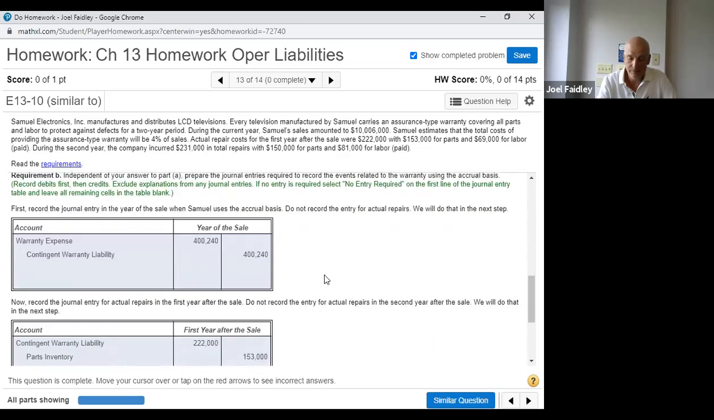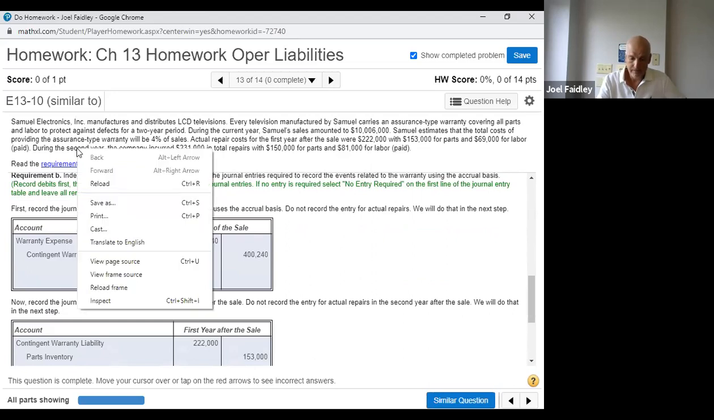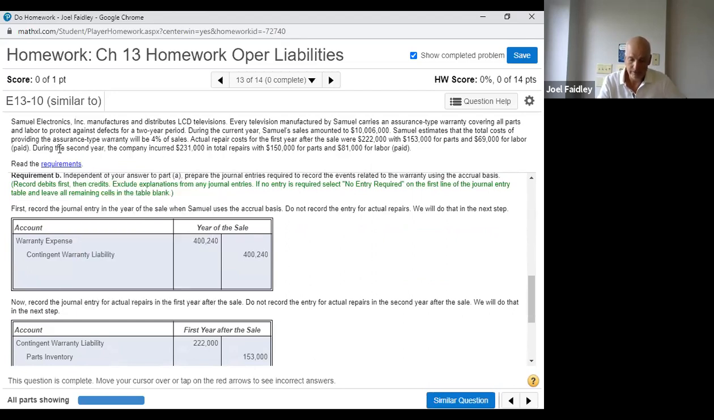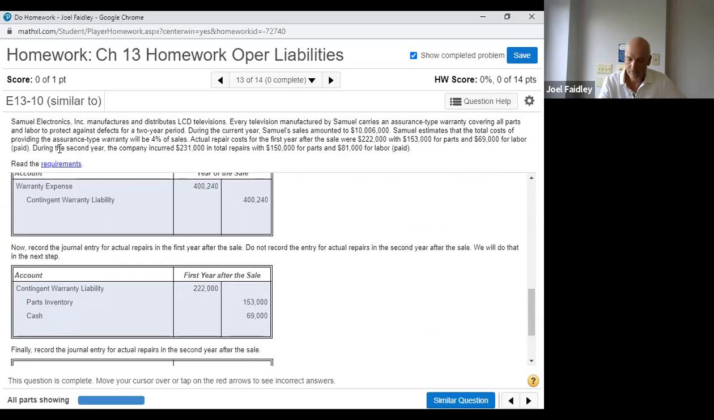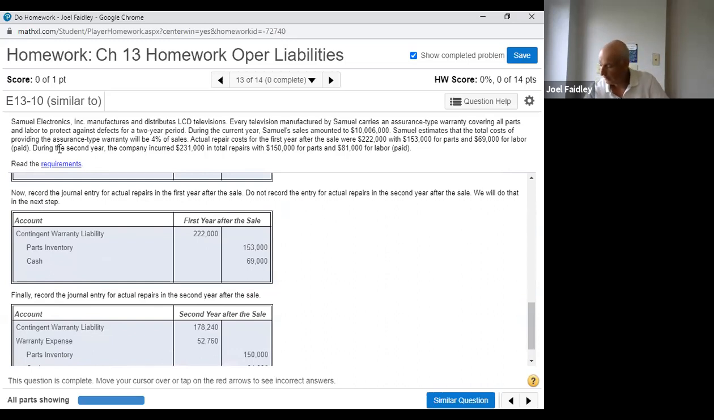All right, so let's jump to the next part, part B. Because this says we are going to make an accrual, right? First, record, and you're going to do this on a daily basis as you sell these things, automatically. And it says that the warranty, assurance type warranty is 4% of sales. So 4% of $10,006,000 is $400,240. $10,006,000 in sales times 4% is my warranty, $400,240. Write that down. $400,240. All right.